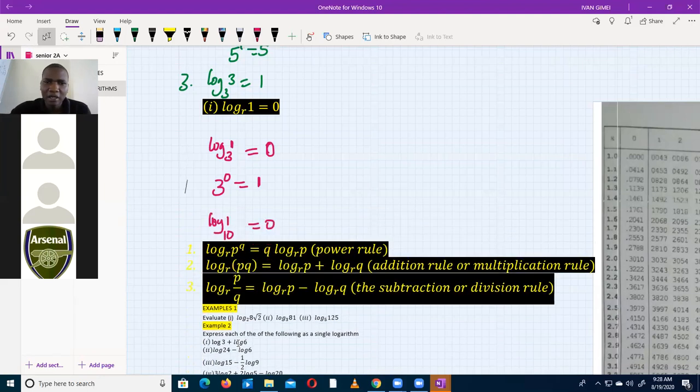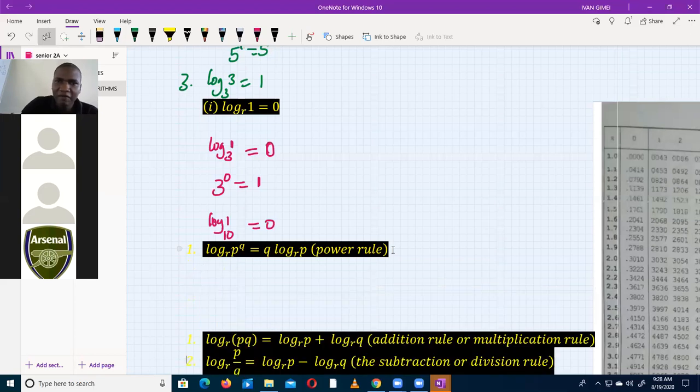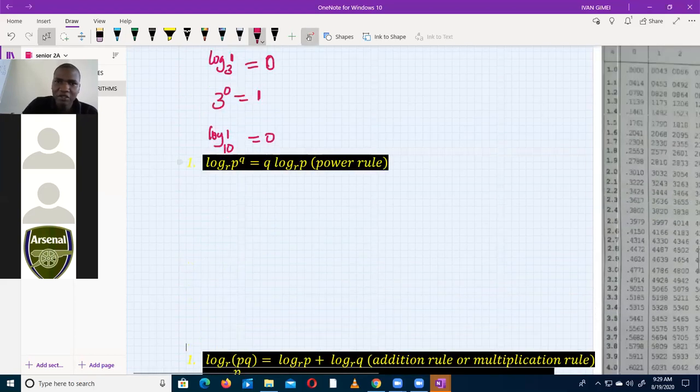Now, the other law is the power law. I've just explained that in the introduction. Let me also give you a simple example before we proceed. The power law is basically used in evaluations. They can say find the log of 100 base 10. Now here you're asking yourself, to which power should I raise 10 to get 100? We obviously notice 2. How do you use the power law to come up with that 2?